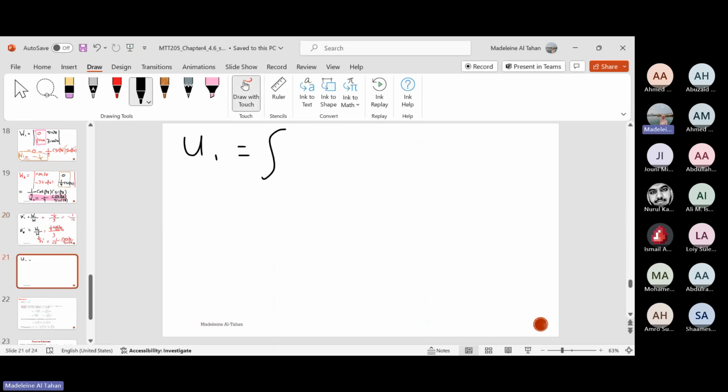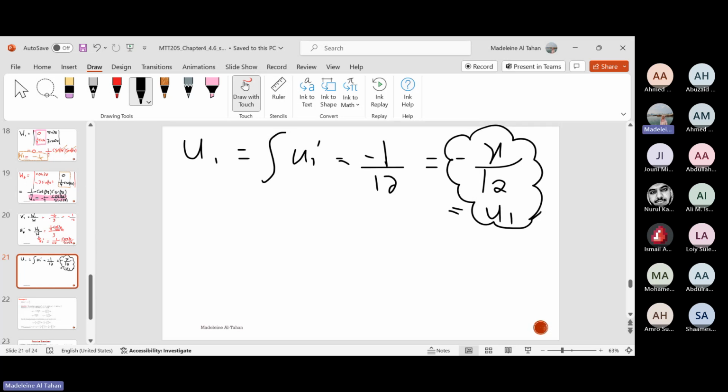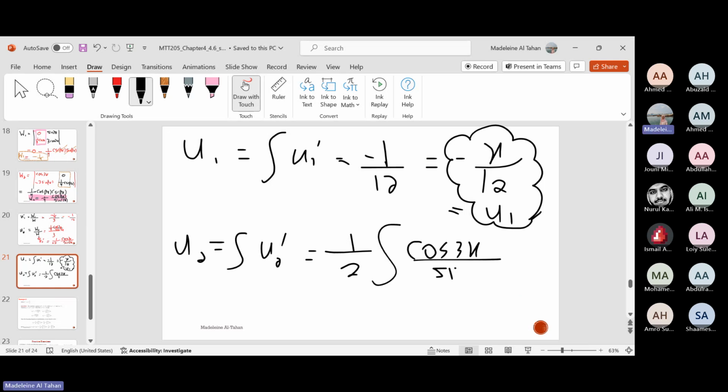U1 is the integral of u1 prime, and u1 prime is negative 1/12. So integrate: negative x over 12. Do we put constants, miss? We don't put constants for u1 and u2. So this one is u1. Now u2 is the integral of u2 prime, which is 1/12 cosine 3x over sine 3x. You can write it, miss, as cotangent 3x if you want, okay?